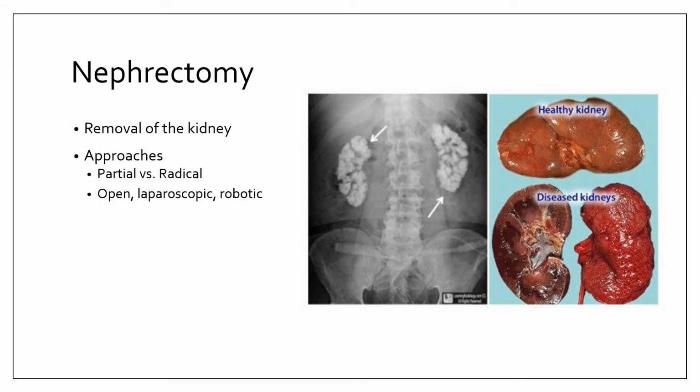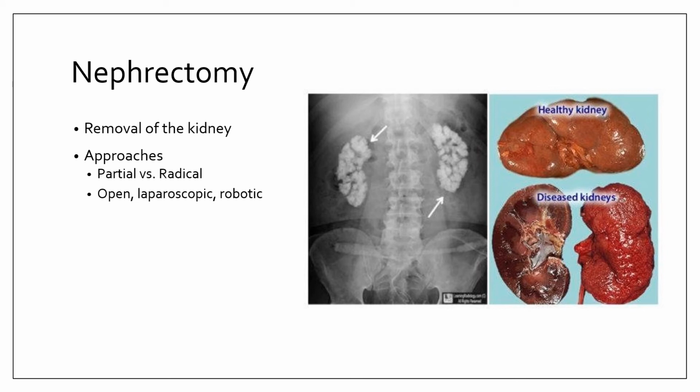Next surgery I want to talk a little bit about is a nephrectomy. So this is the removal of a kidney. They have a partial or a radical nephrectomy. A partial would be when the surgeon removes the diseased part of the kidney, and a radical would be the surgeon removing the entire kidney, usually a section of the ureter, the adrenal gland, some fascia, and lymph nodes. So they remove a great deal more when they're doing a radical nephrectomy.